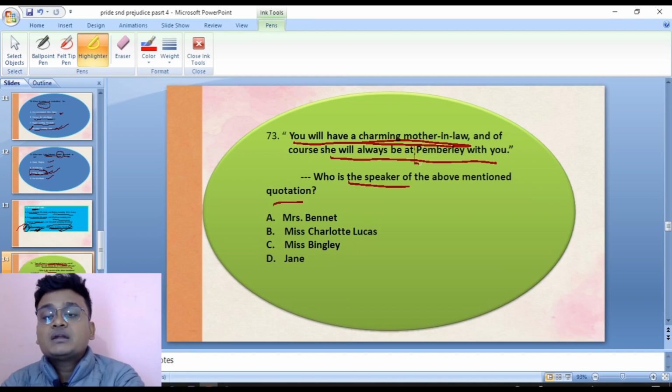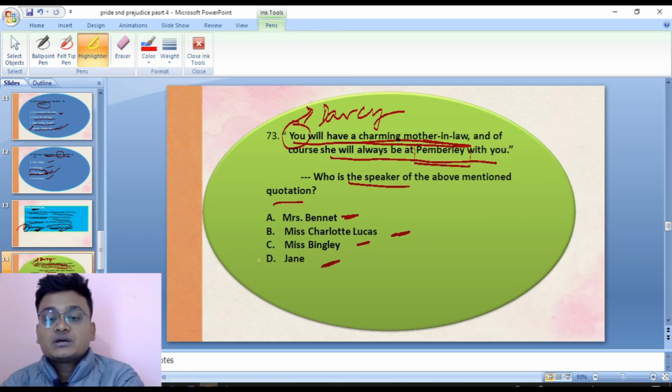So Pemberley is the estate of whom? Pemberley was the estate of Mr. Darcy. So this line was told to whom? It was told to Darcy. So you here means Darcy. You will have a charming mother-in-law, and of course she will always be at Pemberley with you. So who is the speaker of the above mentioned quotation? Now the options are Mrs. Bennet, Miss Charlotte Lucas, Miss Bingley and Jane.